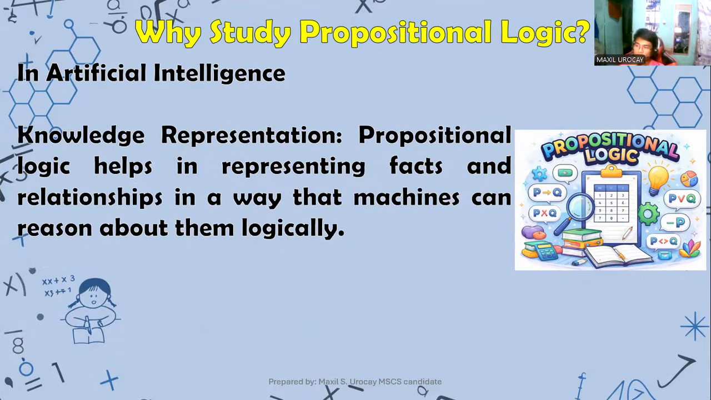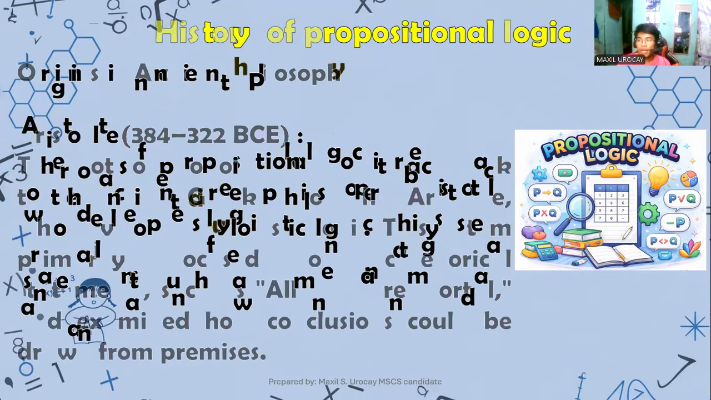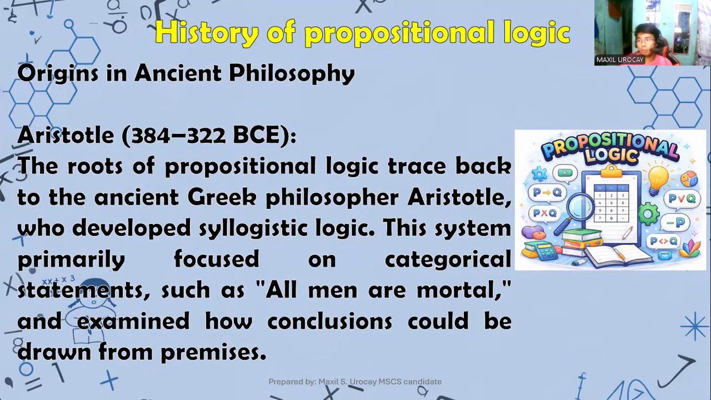Okay, the knowledge representation here, propositional logic, helps in representing facts and relationships in a way that machines can reason about them logically. Because in the first place, you're trying to let the system learn from the data sets, and then eventually the system can really behave, if this kind of statement is true or not, if this is aligned to what you are trying to ask or not, based on the assessment of those particular systems that you're trying to develop.